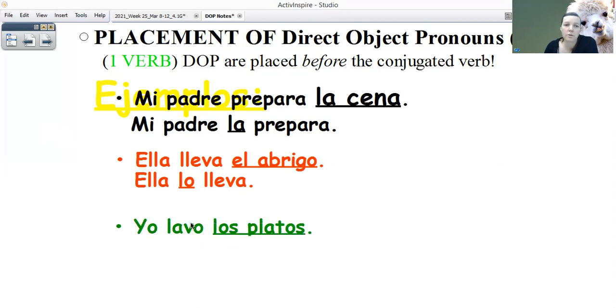All right, so yo lavo los platos, I wash the dishes. So what is being washed? The dishes. What pronoun can we use to replace this whole noun? It is plural, and it's masculine, so we use los. And where does it go? It goes right before the conjugated verb. So you would have yo los lavo.